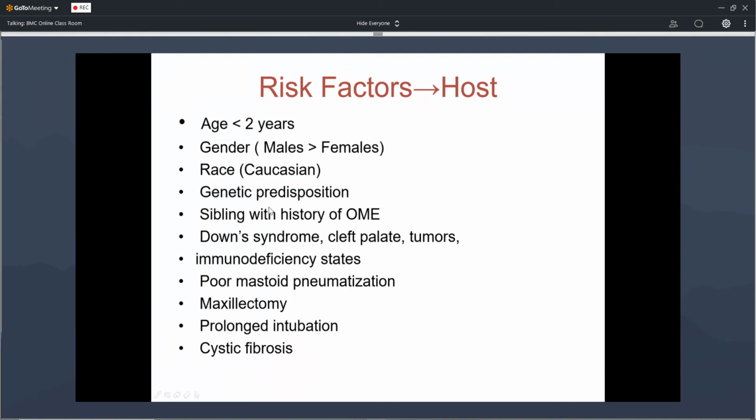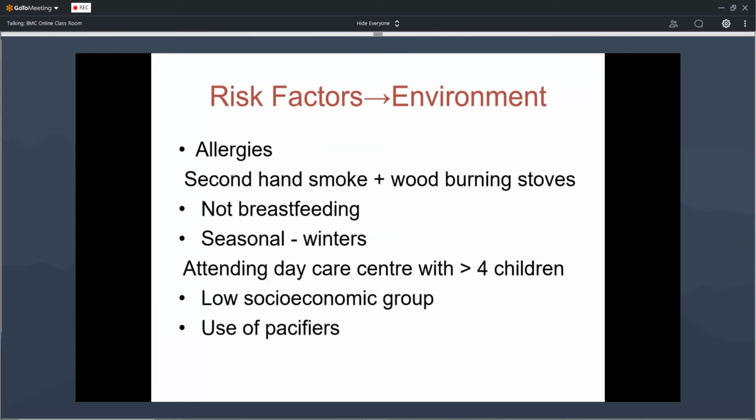genetic predisposition, sibling with history of otitis media with effusion, Down syndrome, cleft palate, tumors in the nasopharynx, immunodeficiency states, children below 2 years of age. So these are the various risk factors for the development of the blue ear. So environmental risk factors, if there is pollution in the environment, and the patient already has any allergy, then there is a chance of development of otitis media with effusion.